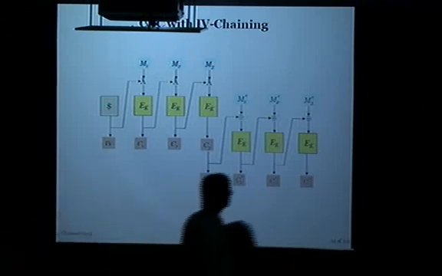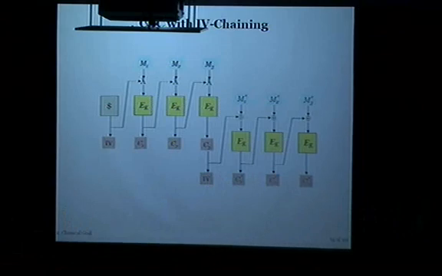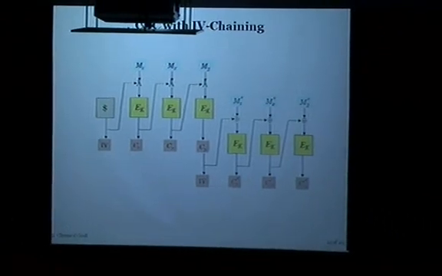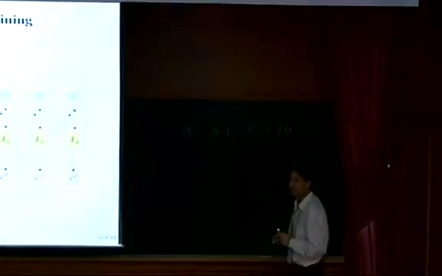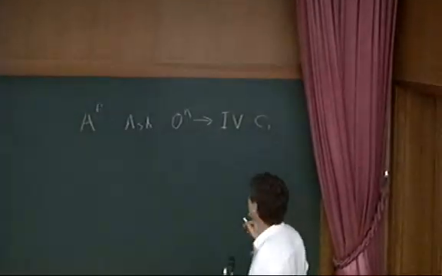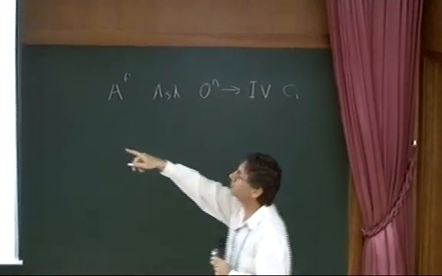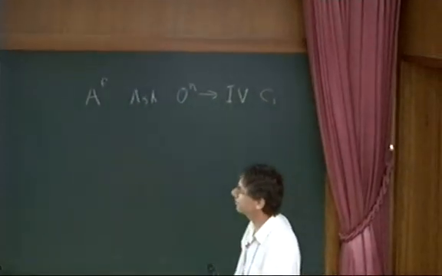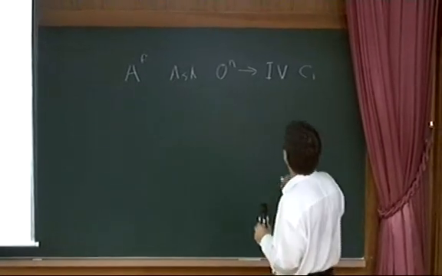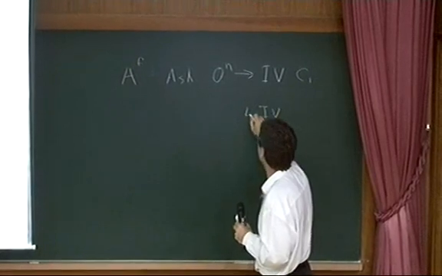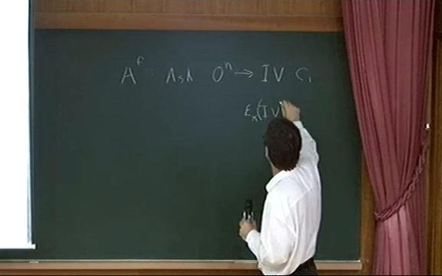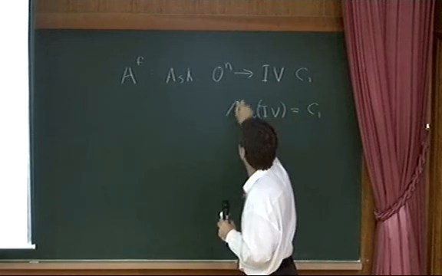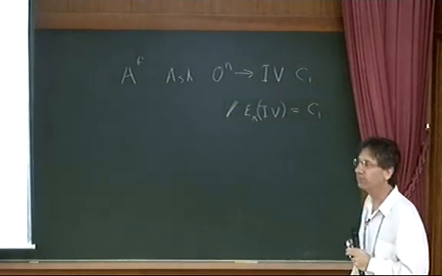So how did our attack look? Here's my adversary A with its oracle F. We're going to ask 0 to the n and we'll get back some value IVC1. Okay? And I'm going to make the comment that the value that was fed into the oracle, E sub k, is E sub k of IV, which I know to equal C1, if I have the blue encryption oracle.